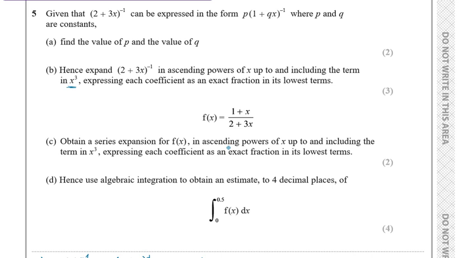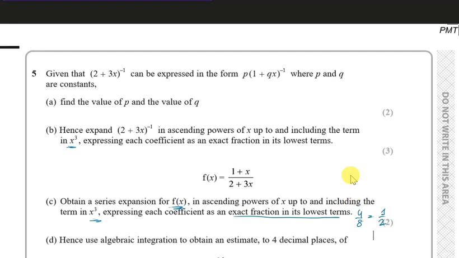And for part C, we have been given an expression in terms of fx, which is fx is equal to 1 plus x divided by 2 plus 3x. And obtain an expansion for fx in ascending powers of x up to and including the term in x to the power 3, expressing each coefficient as an exact fraction in its lowest term. So exact fraction in its lowest term means that when we have a fraction like 4 by 8, this is a fraction, but this is not in its lowest term. The lowest term is 1 by 2. The numerator and the denominator should not be divisible to each other.